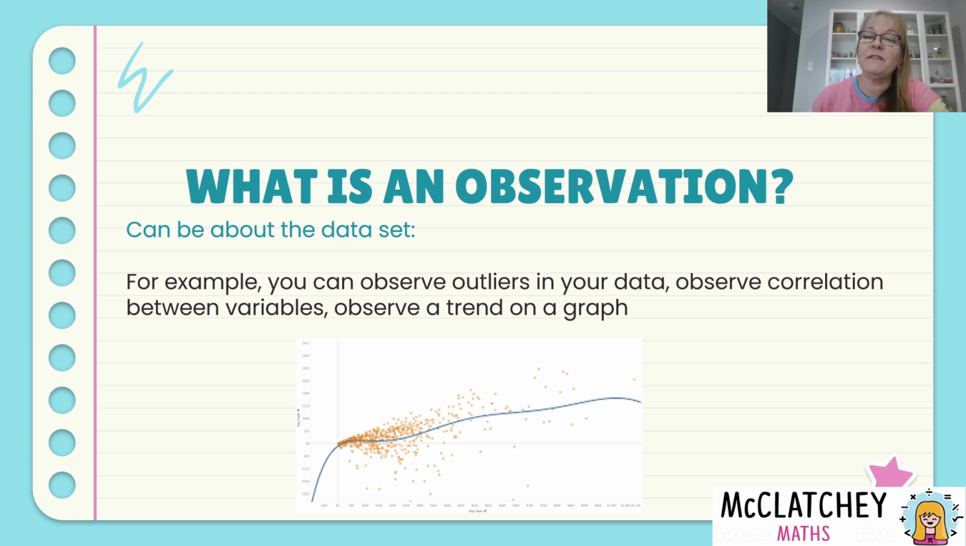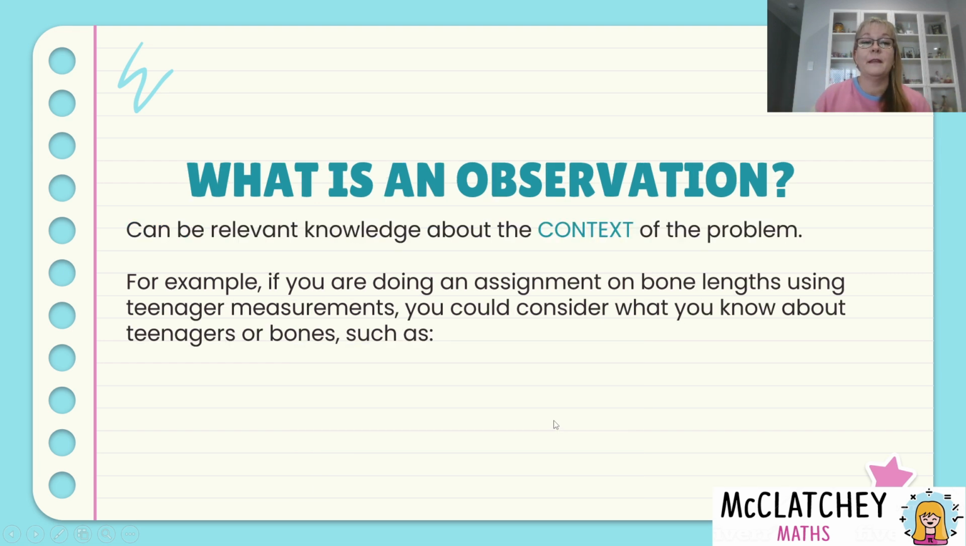You can also make observations about your data set. For example, you might observe that there's an outlier in a graph that you've done. You might observe some correlation between two variables. You might observe that there's an upward trend. So once again, observations can be about things that you have created as part of solving the problem. It can also be relevant knowledge about the context of the problem as well.